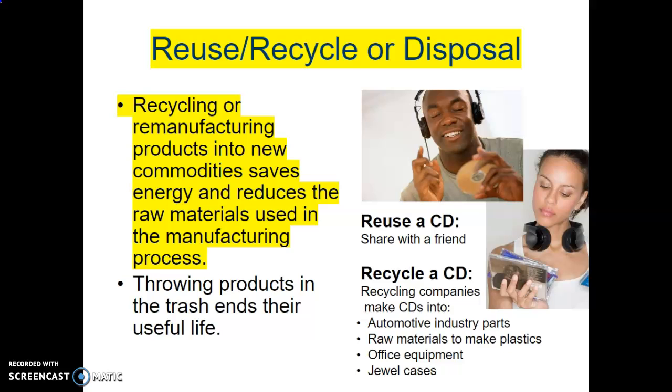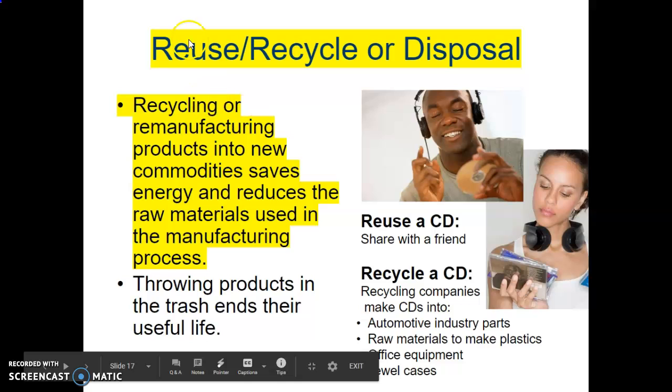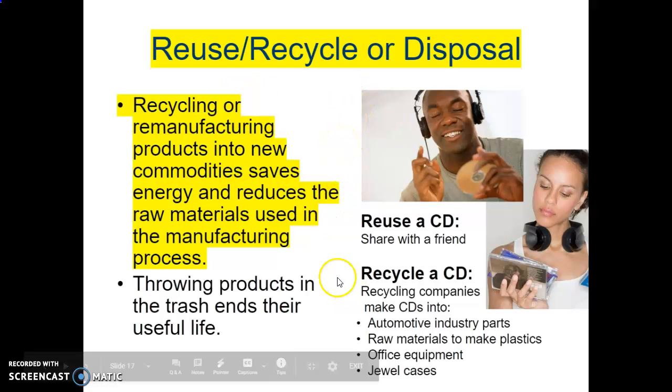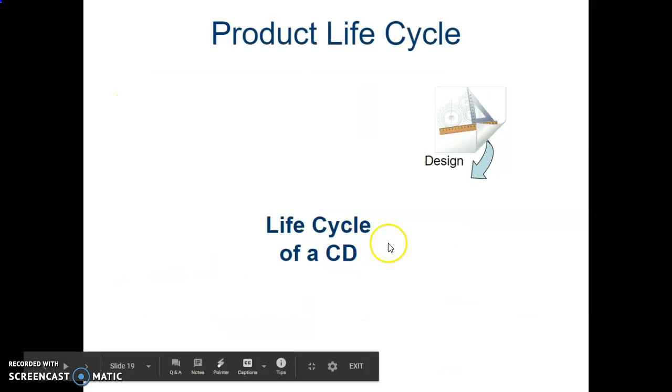We recycle, we use CDs in our class for projects and things. So this is how the CD is doing this part of the product life cycle. Sorry, that was a little. Oof. All right, moving on.